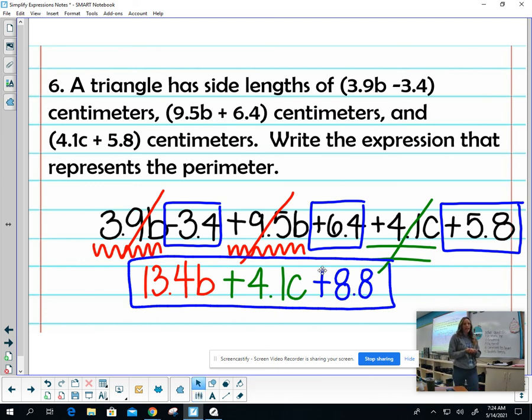If you need to go back and watch any of this video to make sense of combining like terms, which is a huge portion of simplifying expressions, please do so. To get full credit, you had to have the I can statement, the date in the upper right corner, and every single example.